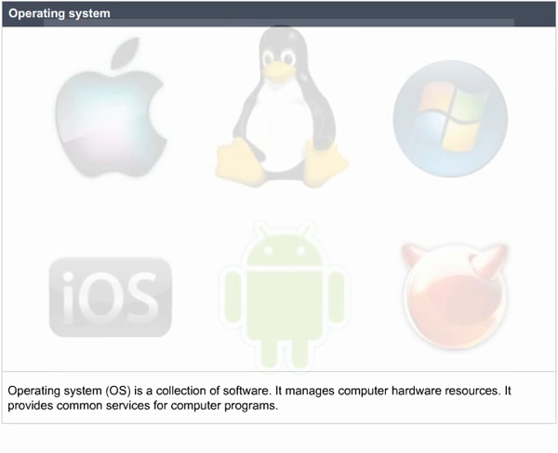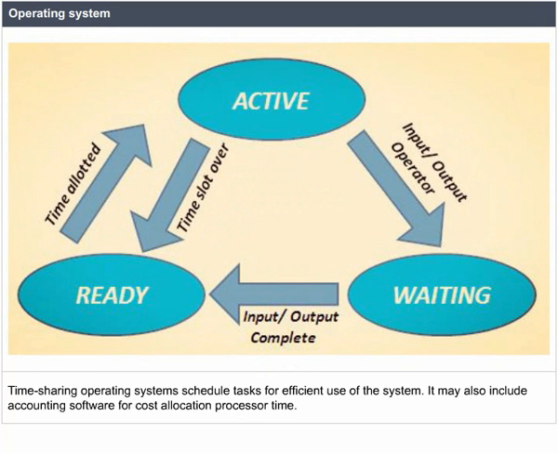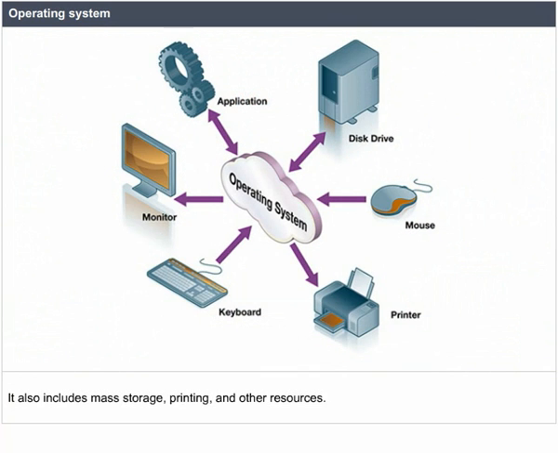Operating system. An operating system, OS, is a collection of software. It manages computer hardware resources. It provides common services for computer programs. Time-sharing operating systems schedule tasks for efficient use of the system. It may also include accounting software for cost allocation, processor time. It also includes mass storage, printing, and other resources.